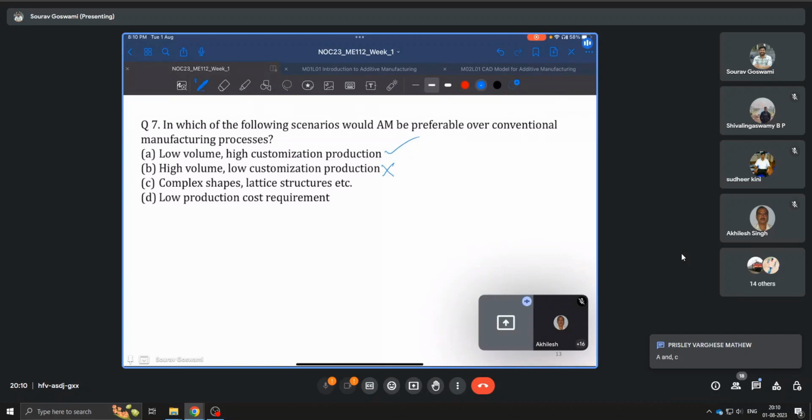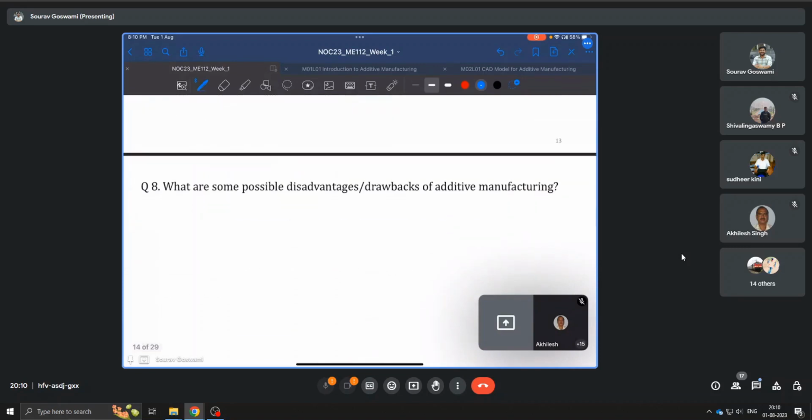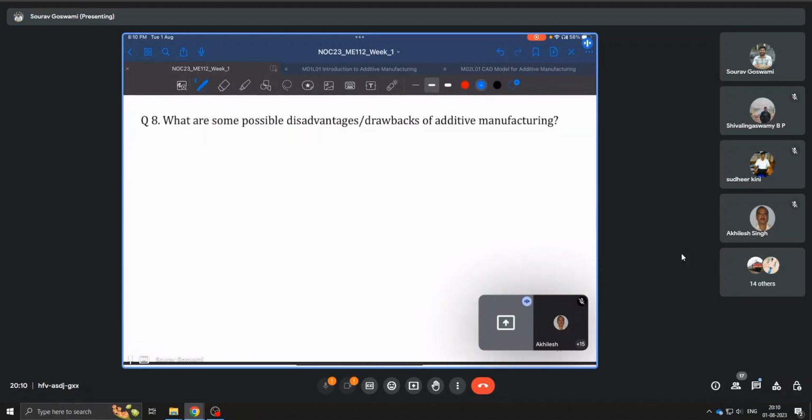So why would someone not opt for a conventional process? Complex shape, lattice structure, yes. Low production cost, as we discussed, AM by default is a high cost setup as of now. The costs are going down every year. We are seeing more market and consumer adoption, but still. So A and C are the correct options here. Possible advantages, disadvantages, drawbacks of AM. We discussed this.